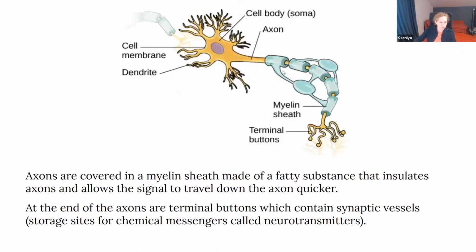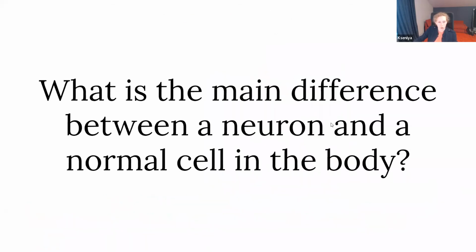Okay, so the axon can be covered by a myelin shell, but not every neuron has myelin. It's a kind of fatty substance. And so the other question is, what is the main difference between a neuron and a normal cell in the body?